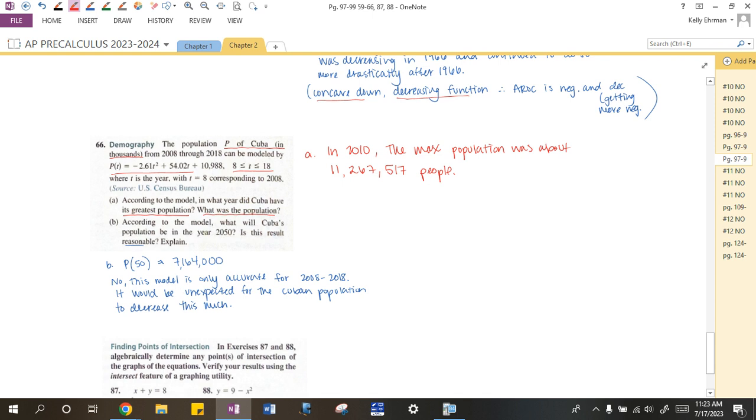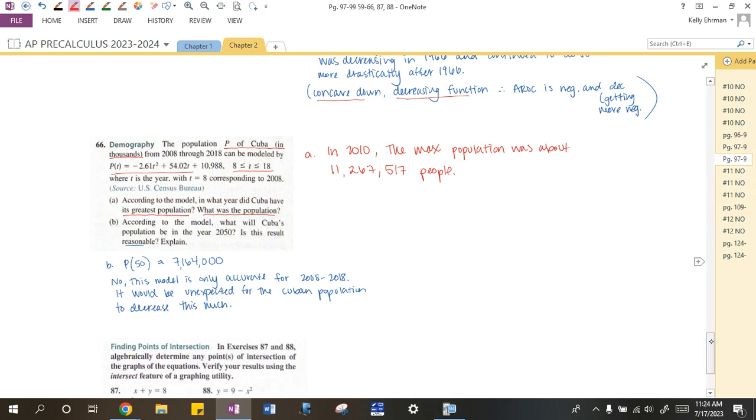I would say no. The model's accurate for 2008 to 2018, but after that, this is a parabola, and we wouldn't expect the population to just keep drastically decreasing, right? So I would assume this is not accurate. You could also Google what the population is now and see if it's changed dramatically from 11 million.